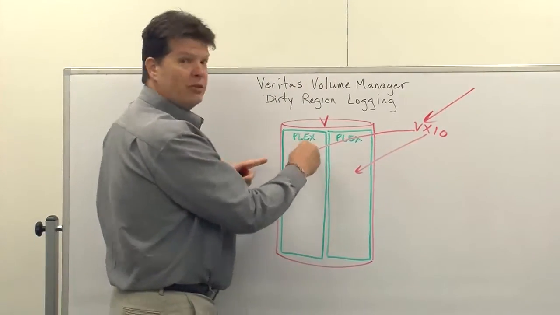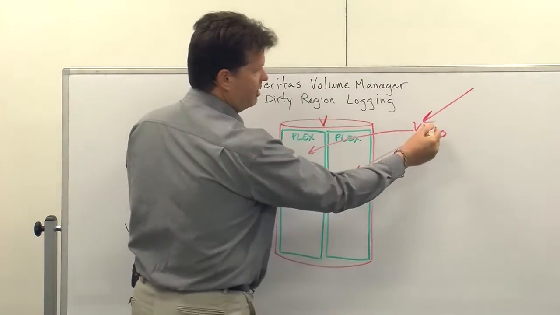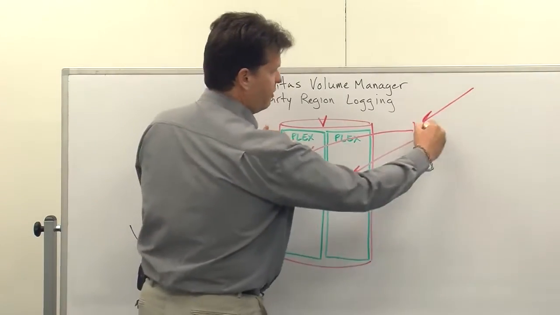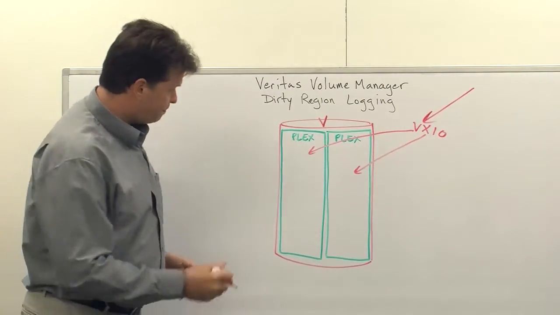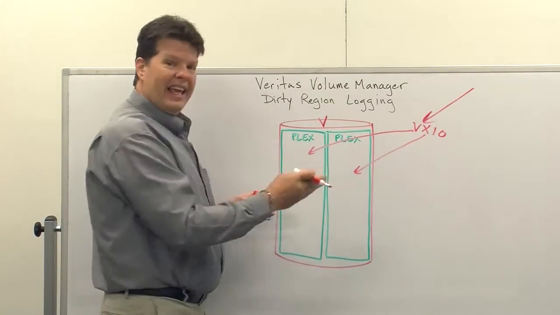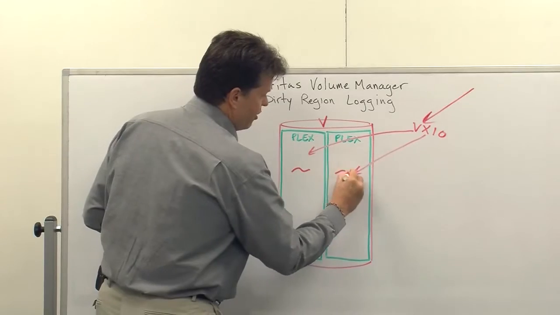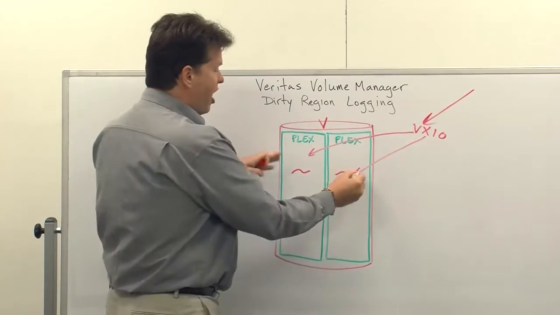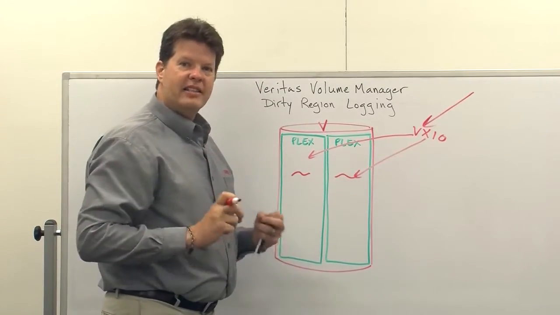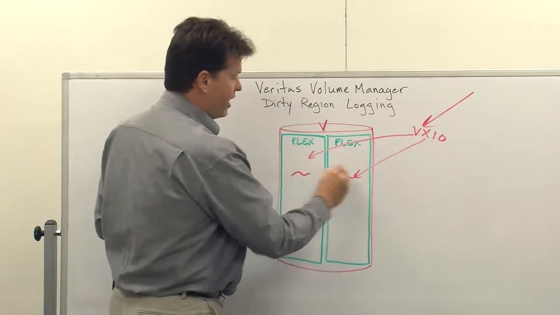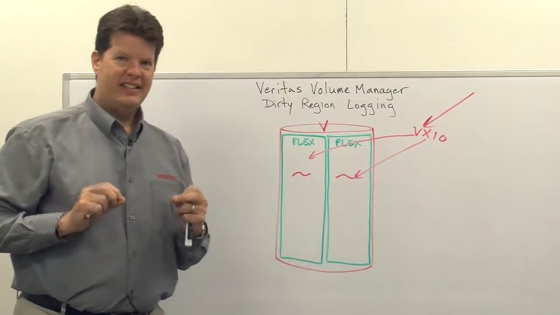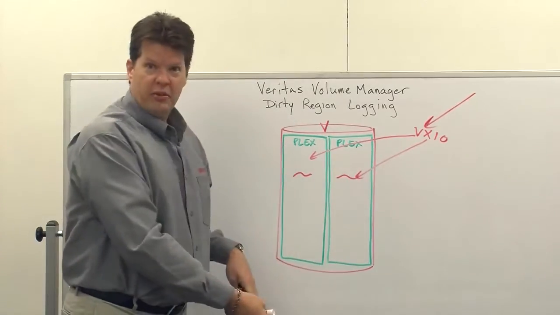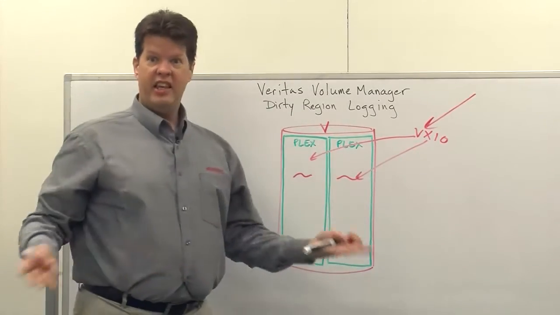Each plex must complete that write, respond back to the VXIO driver for both of them before it returns a write acknowledgement back to the originating application. So in this case, any writes that are occurring in these plexes are not exactly being updated at the same time. So while writes are occurring, both plexes are in flux, they're not exactly in sync. So when we shut down a volume, they complete the writes and everything is in sync.